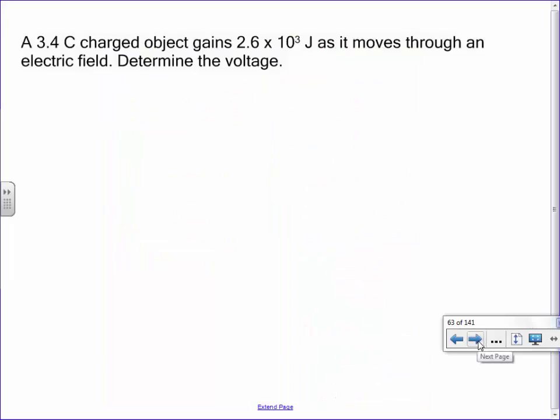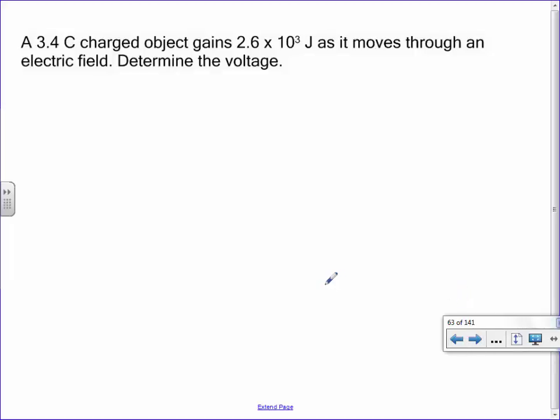So, let's move on. Let's do some examples now that I've given you the formula, let's do the math. And I think you guys are going to find this to be one of the easier things to do, because the formulas are pretty straightforward. You just have to know which one to use. So I've got an object. I'm going to tell you how much energy it's going to gain as it goes through the field. Find the voltage.